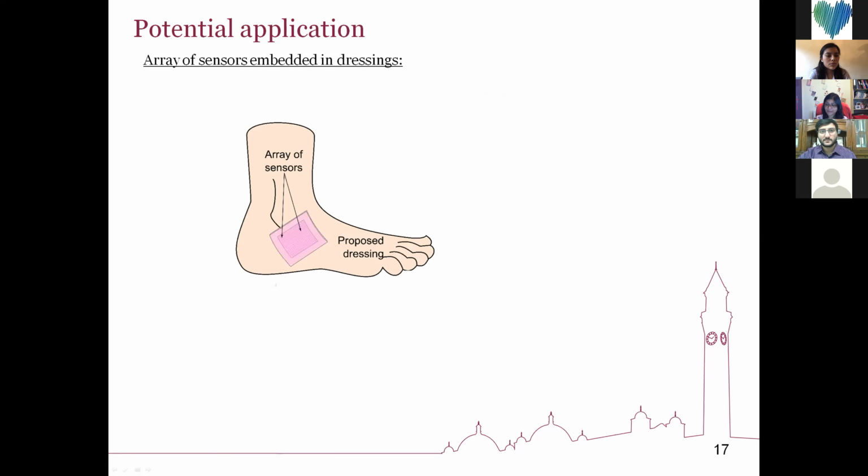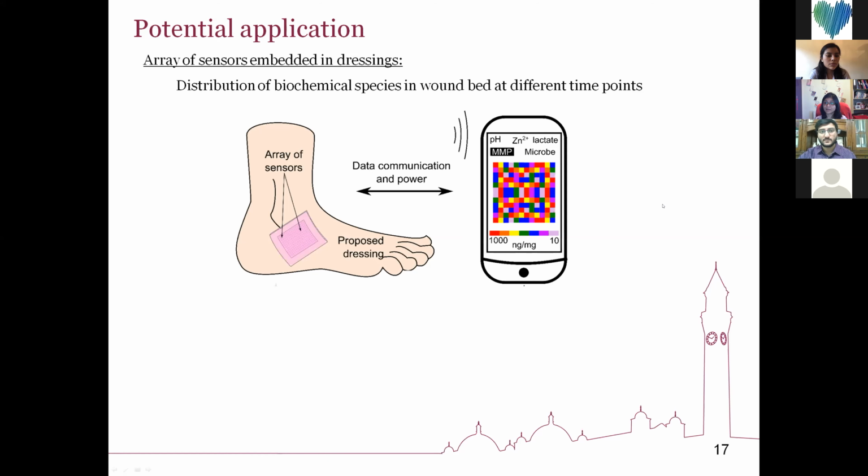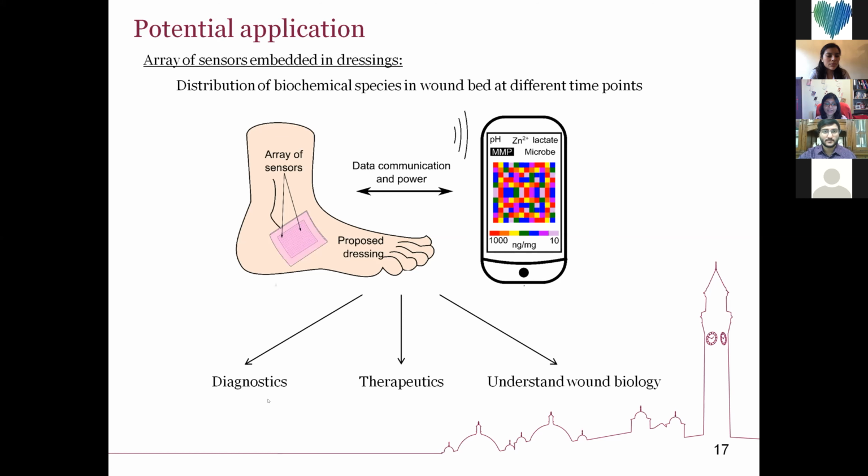The gratings that we have developed, we are making them onto flexible substrates. The reason being, we would like to have an array of these sensors embedded in the dressings so that we can use a mobile phone then to measure a distribution of species in the entire wound bed and also at different time points. And this information could be useful for diagnostics, therapeutics, and also for understanding the wound biology.